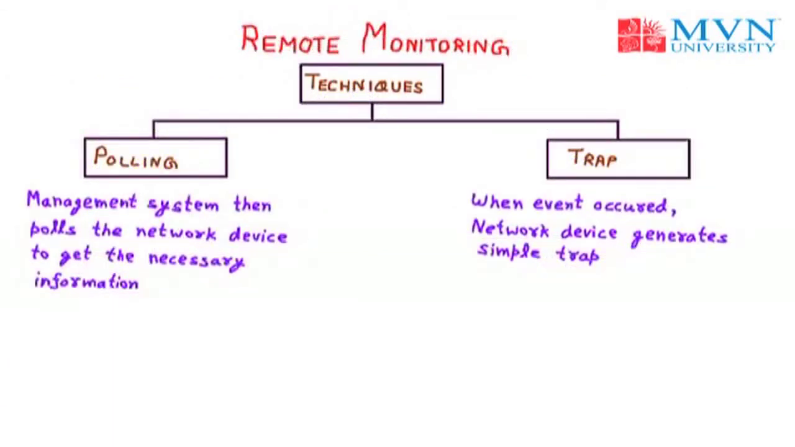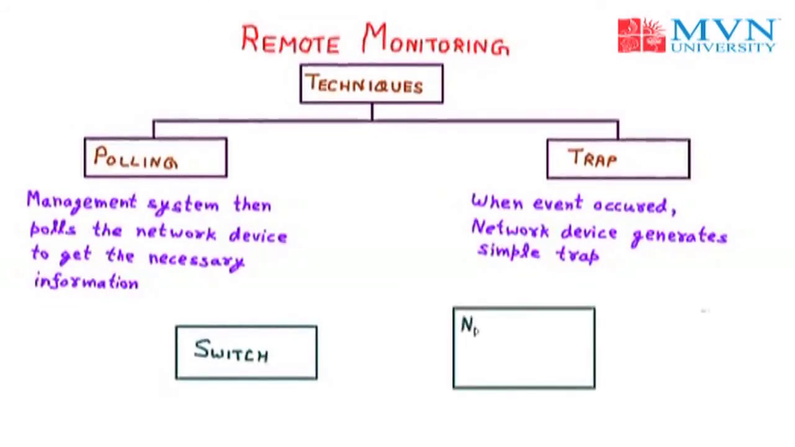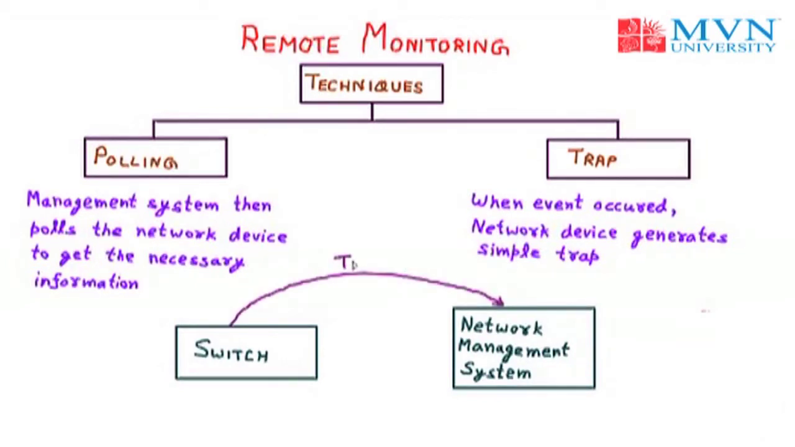Now, to understand polling and trap, let us take the example of a switch and the NMS. NMS stands for Network Management System. So first we will draw the switch. Let us suppose this is the switch. And secondly, we have an NMS, that is the Network Management System. Now whenever the switch finds any error or event that has occurred in the remote location, it will inform the NMS regarding that event with the help of a trap message. Now the NMS will take the particular information from the switch with the help of a poll message, which we call polling.